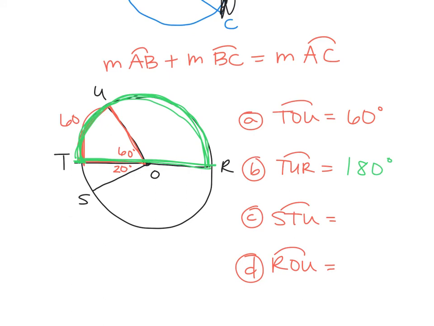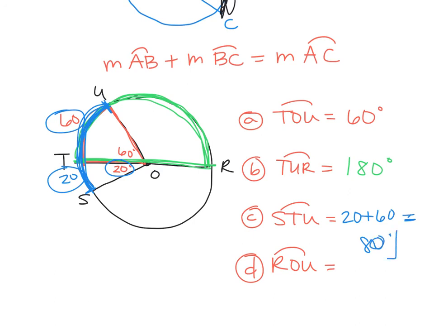How about STU? So STU, you're starting at S and going around to U. So that's this chunk here. 80, right? Because if this is 20, then so is this. So you'd have to just add those two together. So 20 plus 60, or 80 degrees. Okay? And then the last one maybe takes the most effort here.